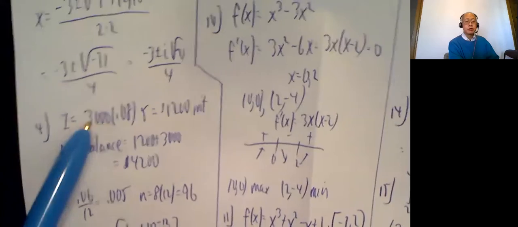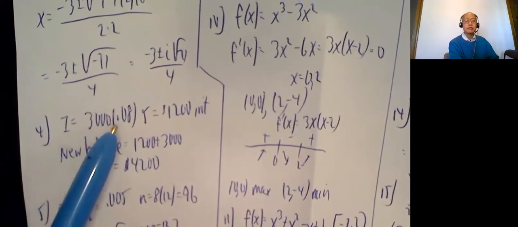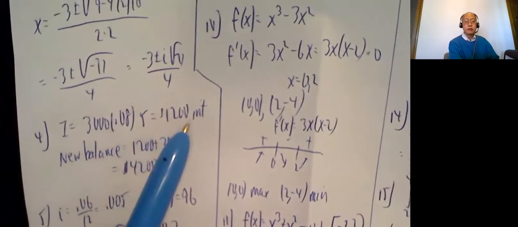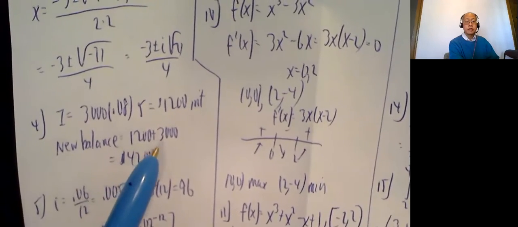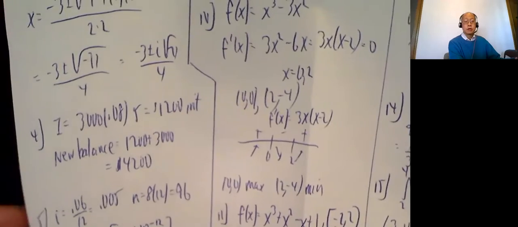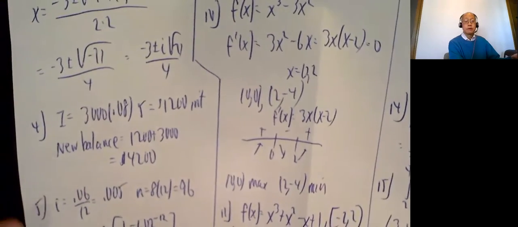Number 4, interest is principal times rate times time. 3,000 times 0.08 times 5. $1,200 of interest. So the new balance will be 1,200 plus the original 3,000, which is 4,200.